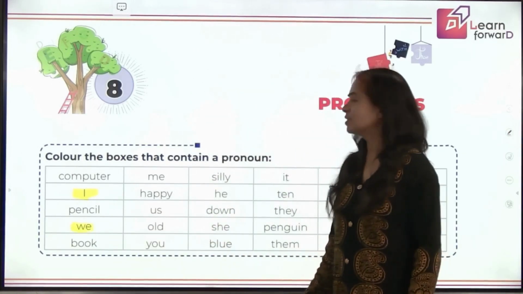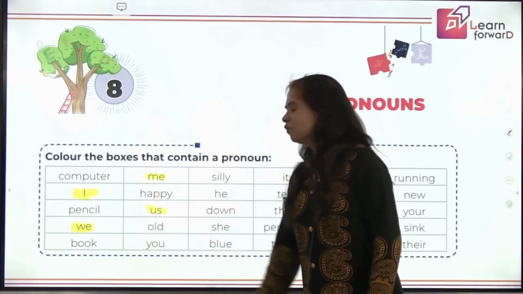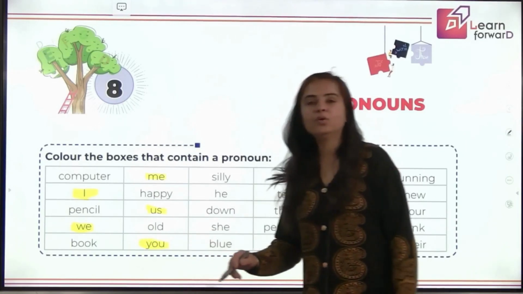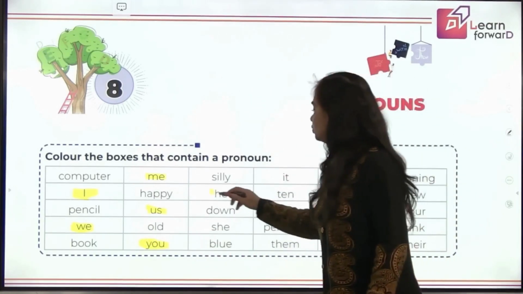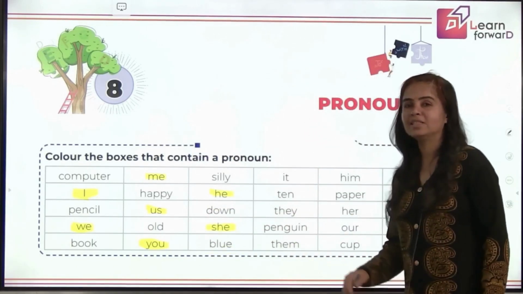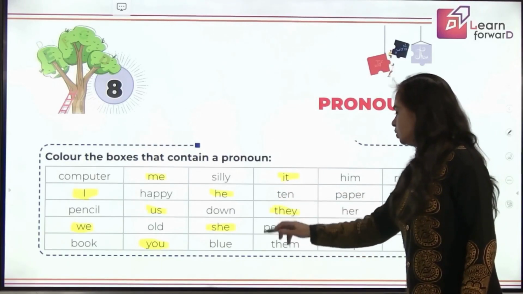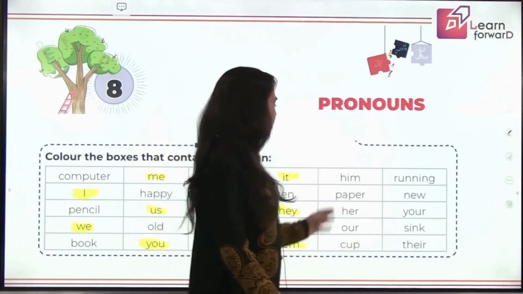And in the next, again, this is for I. This is for we. And perfect. You have you here. Next. Yes, there are two. He and she both are correct. Let's go ahead. Let's finish it up. It. That's perfect. Good. And them. Very good. Now let's go to the next column.